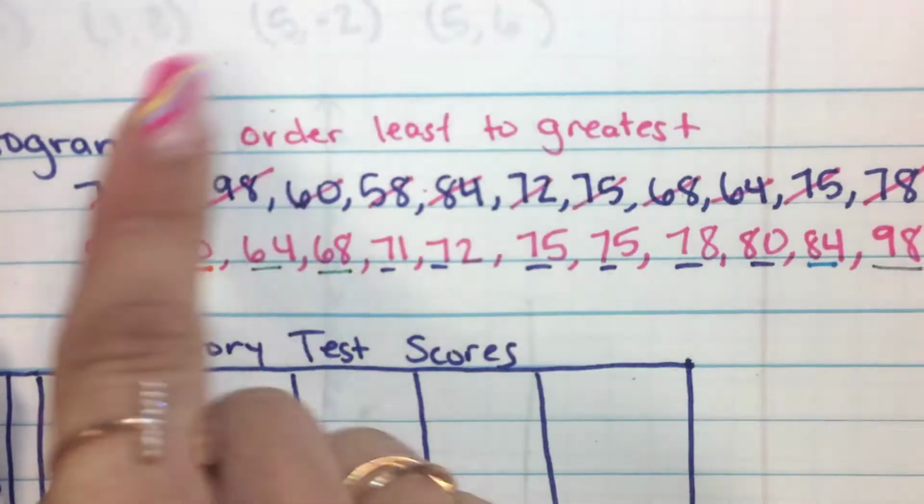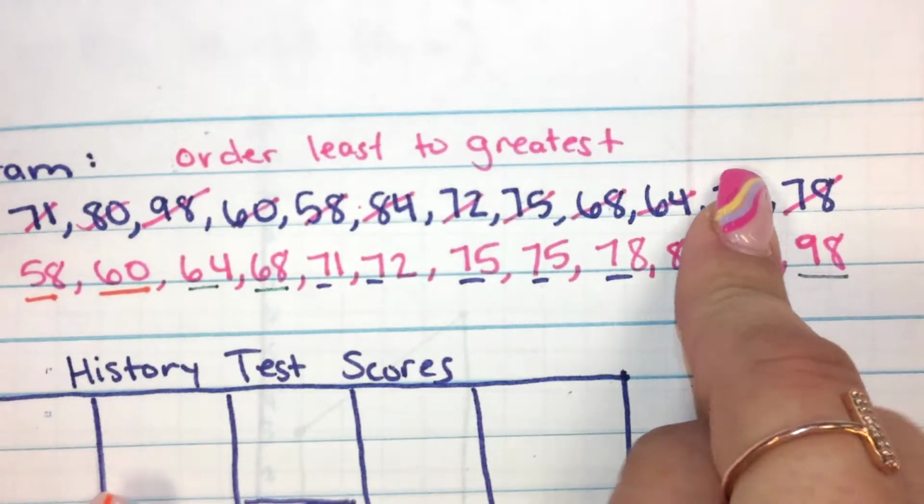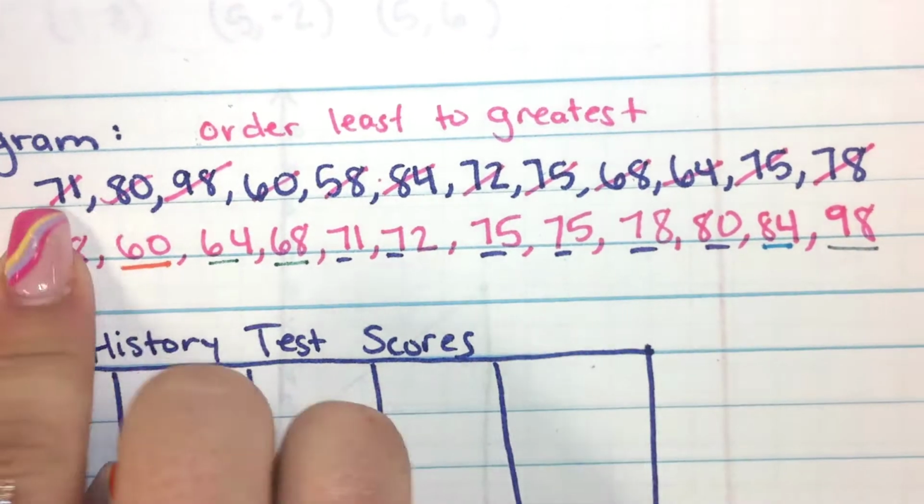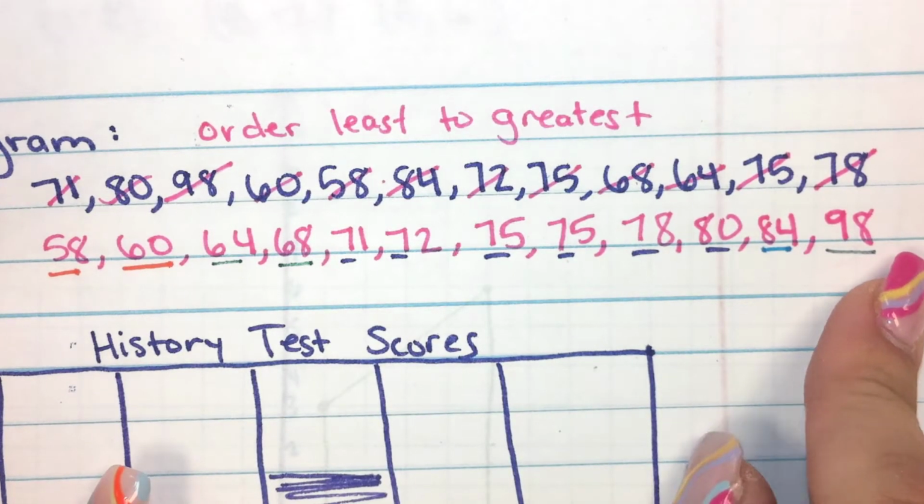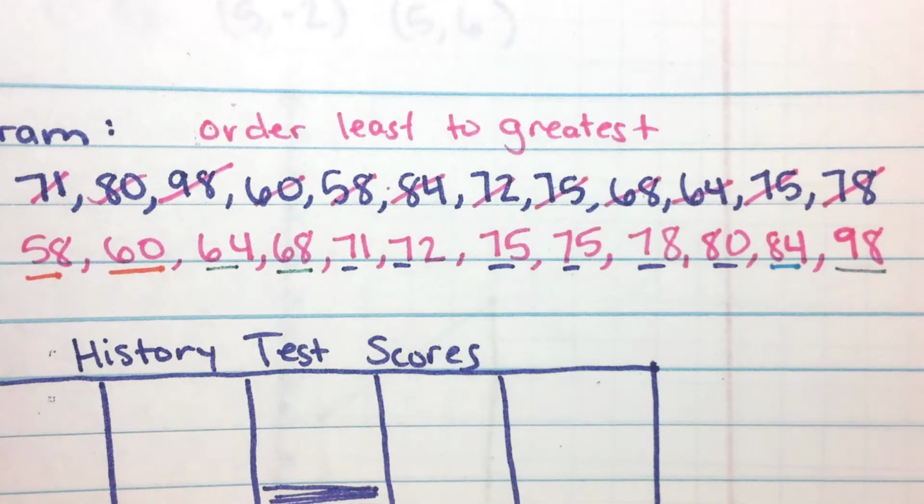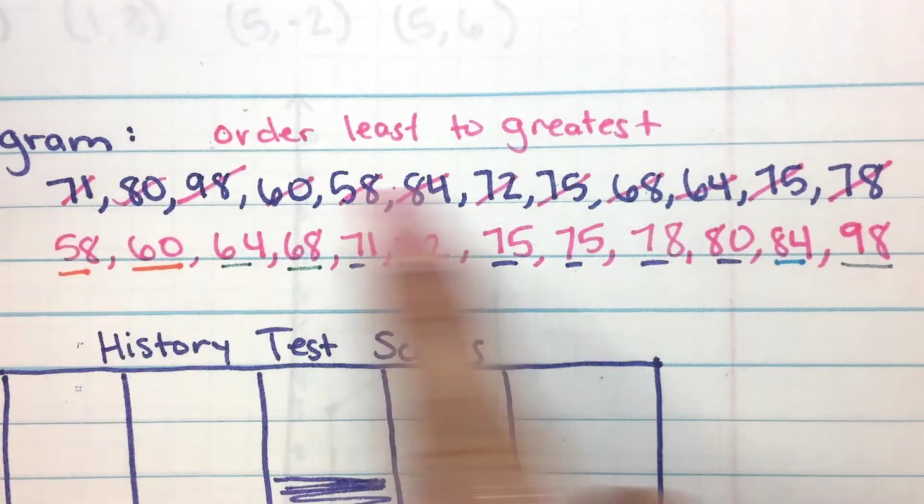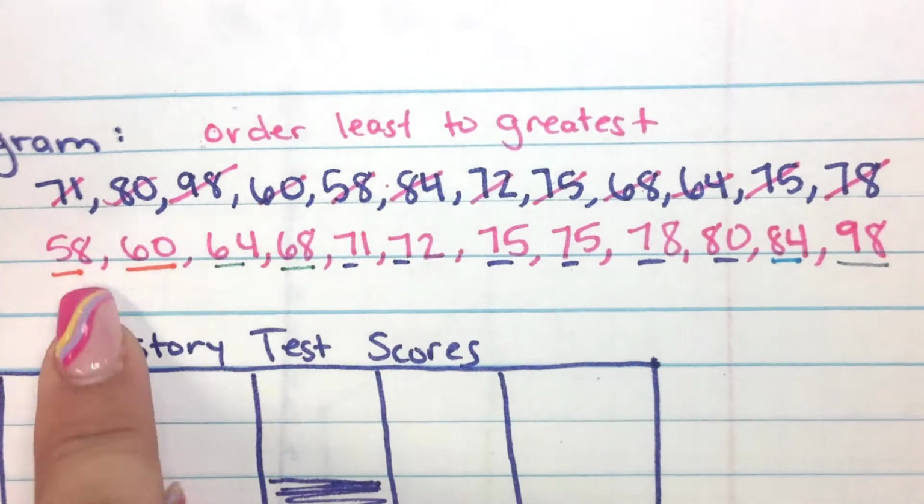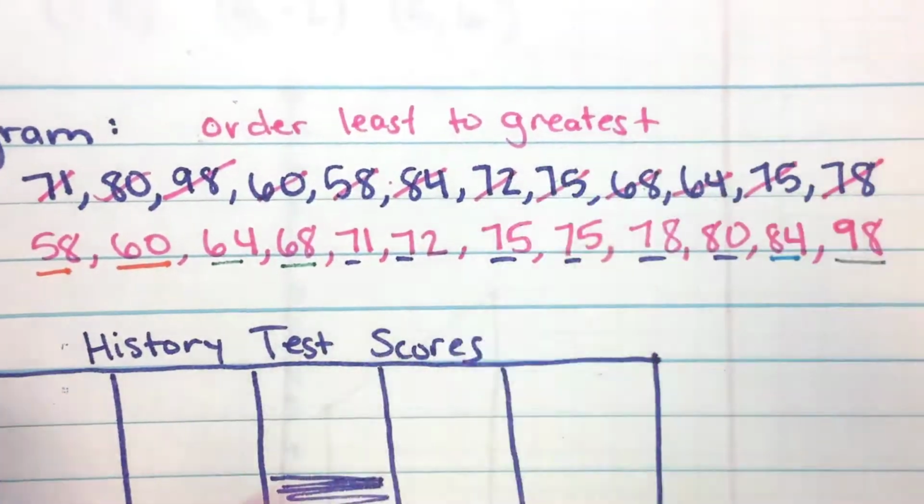I also like to count them and then recount them. So like count how many numbers I originally wrote down, and then after I rewrite them in order, make sure I have the same amount of numbers. Okay, so like when I was ordering those from least to greatest, when we were doing the dojo points, I went back and counted to make sure I had 20 before I started doing anything with the work. Okay, so I wrote them down from least to greatest. 58, 60, 64, 68, 71, all that.